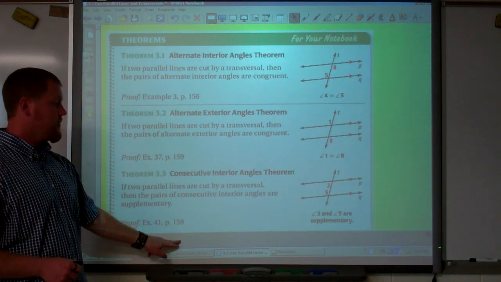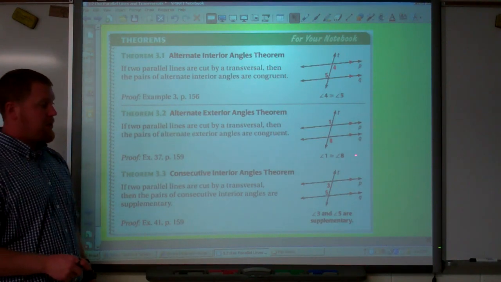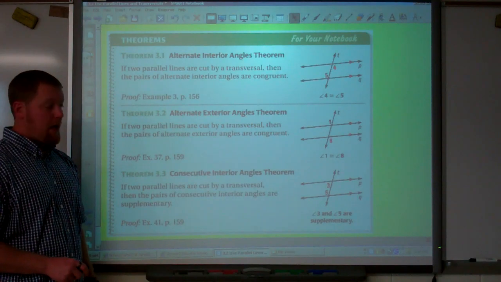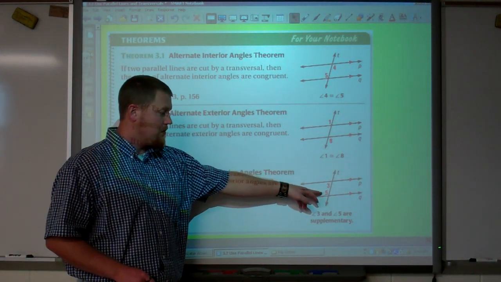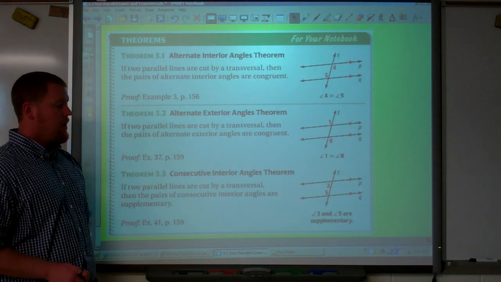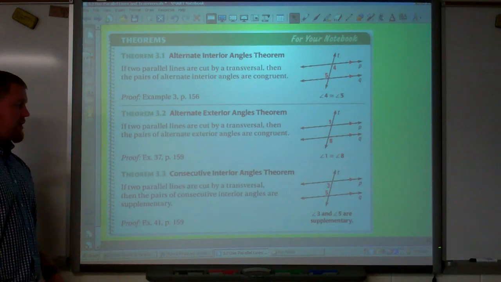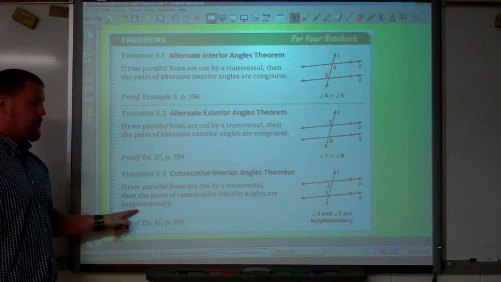And then lastly, consecutive interior angles. Again, lines P and Q are parallel, line T is our transversal. Angles 3 and 5 here, they're on the same side of the transversal, they're both interior, and they're non-adjacent. So if two parallel lines are cut by a transversal, then the pairs of consecutive interior angles are supplementary.